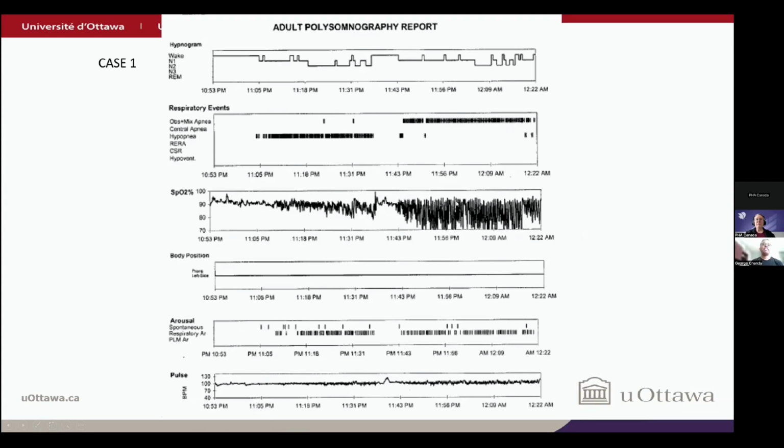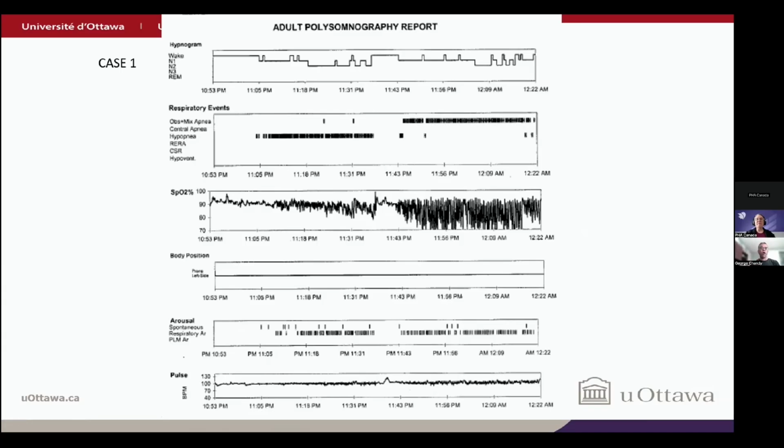But you notice it seesaws back and up and down. That's because they're not stopping breathing continuously. They're stopping breathing, then they're breathing in. Then they're stopping, then they're breathing in. Every time they breathe in, their oxygen goes right back up to normal. Okay? There's nothing wrong with getting oxygen into the lung. The problem is the breathing tube is closed with obstructive sleep apnea.